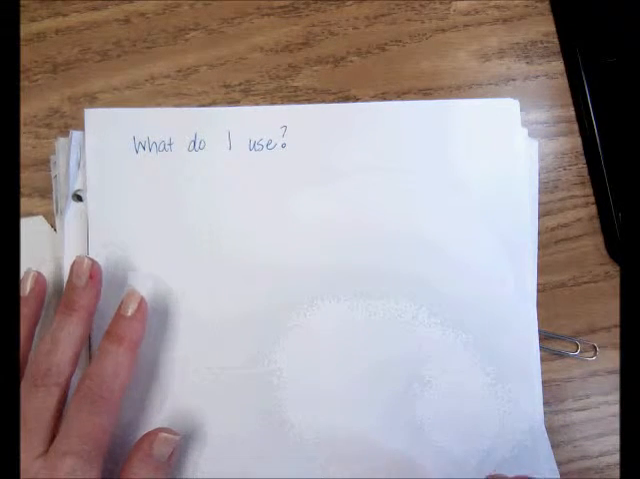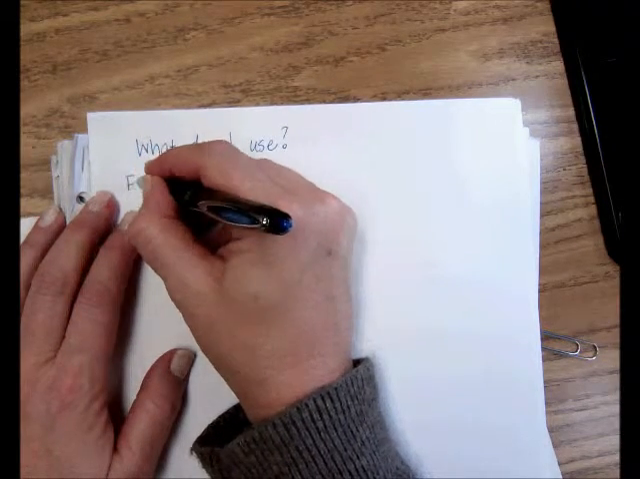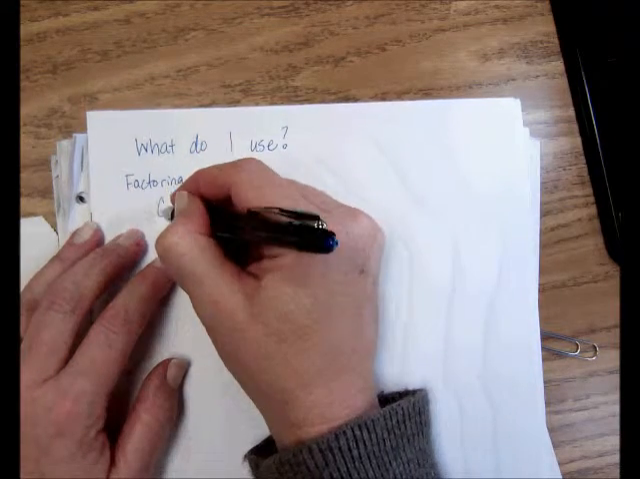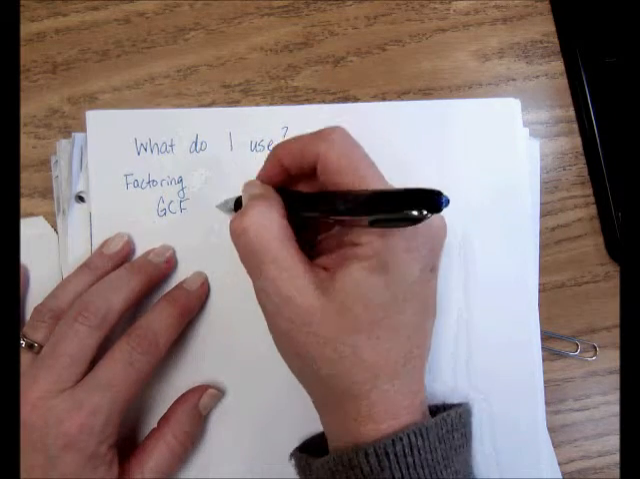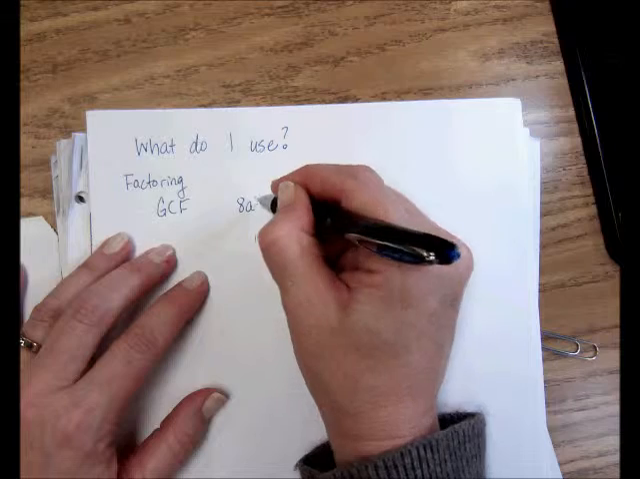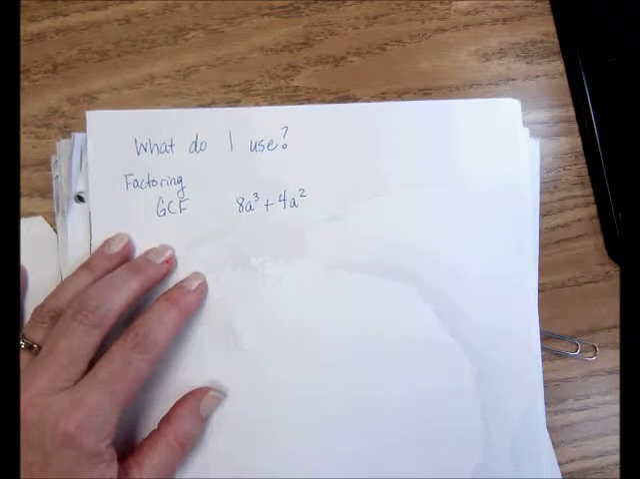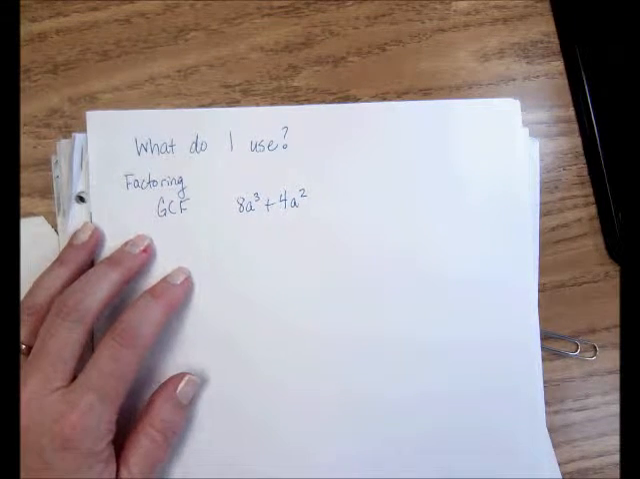We have several different things that we've learned so far. We have learned factoring, and this is just factoring the GCF. This type of situation is whenever I have something that looks like 8a to the third plus 4a squared, and you're going to factor out the greatest common factor.